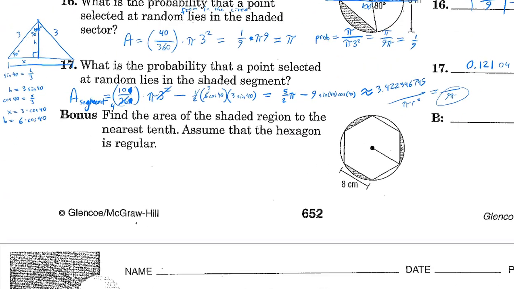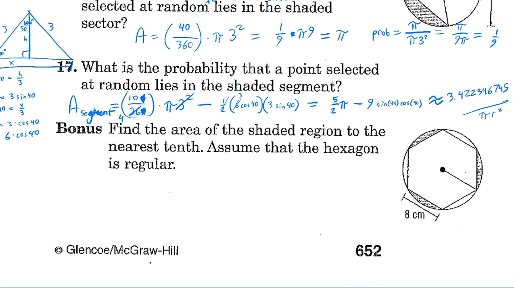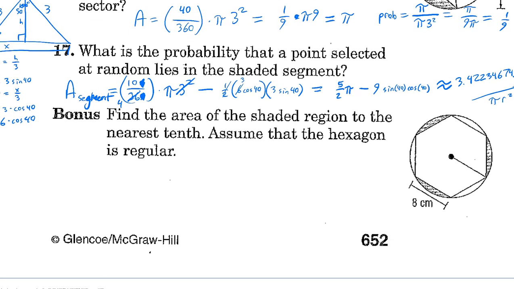Okay, last problem. Find the area of the shaded region to the nearest tenth. Assume the hexagon is regular. So this isn't that crazy. I don't know how this is a bonus problem. The area is simply the area of the circle minus the area of the whatever-agon, and it's regular. So we just go pi r squared minus the apothem times the perimeter.